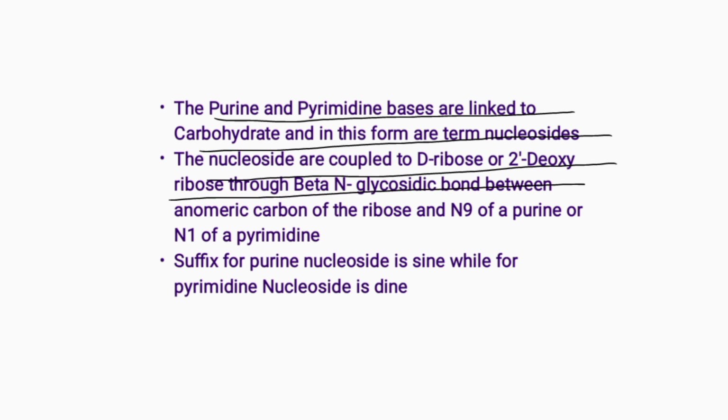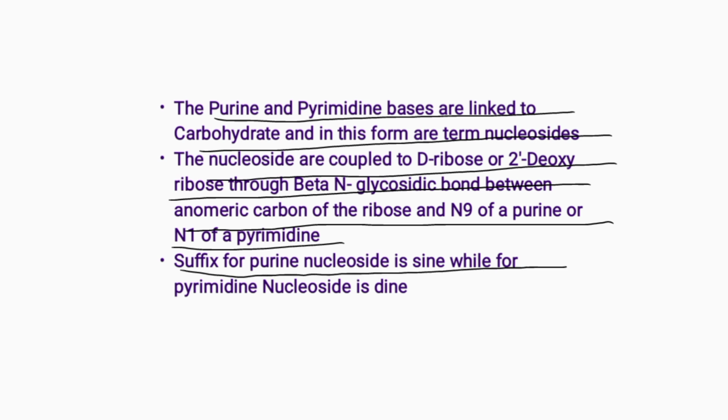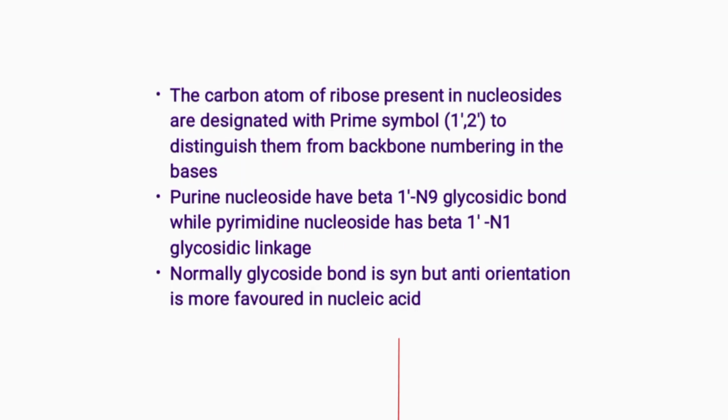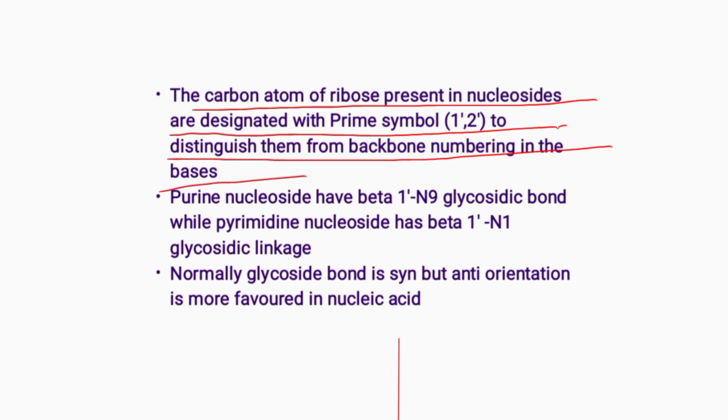through a beta-N glycosidic bond between the anomeric carbon of the ribose and N9 of purine or N1 of pyrimidine. The suffix used for purine nucleosides is -sine, while for pyrimidine nucleosides it is -dine. The carbon atoms of ribose present in nucleosides are designated with a prime symbol, for example 1', 2', etc., to distinguish them from the backbone numbering in the bases.